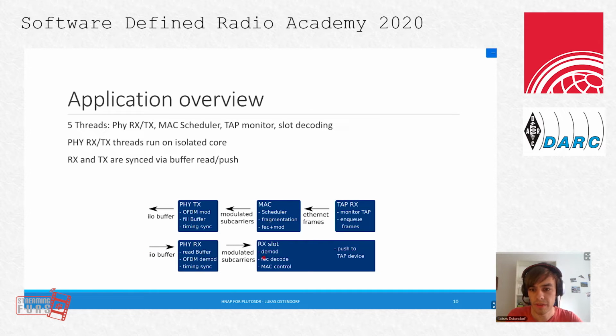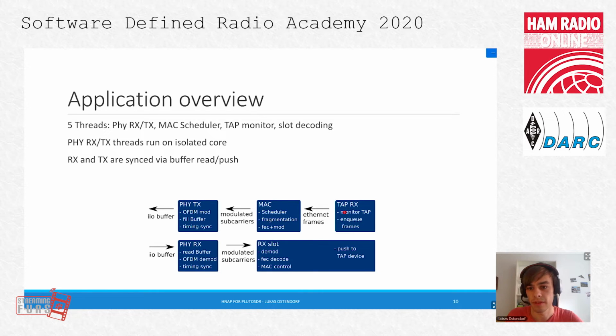And then on the RX path next, this is responsible for receiving the slots. So it does the demodulation of the QAM signal, Viterbi decoding, and then forwards it to the MAC layer. And finally, at the MAC layer, we also push to the TAP device if we have received a complete Ethernet frame. In the TX path, we have first a TAP RX thread running, which continuously monitors our TAP device.